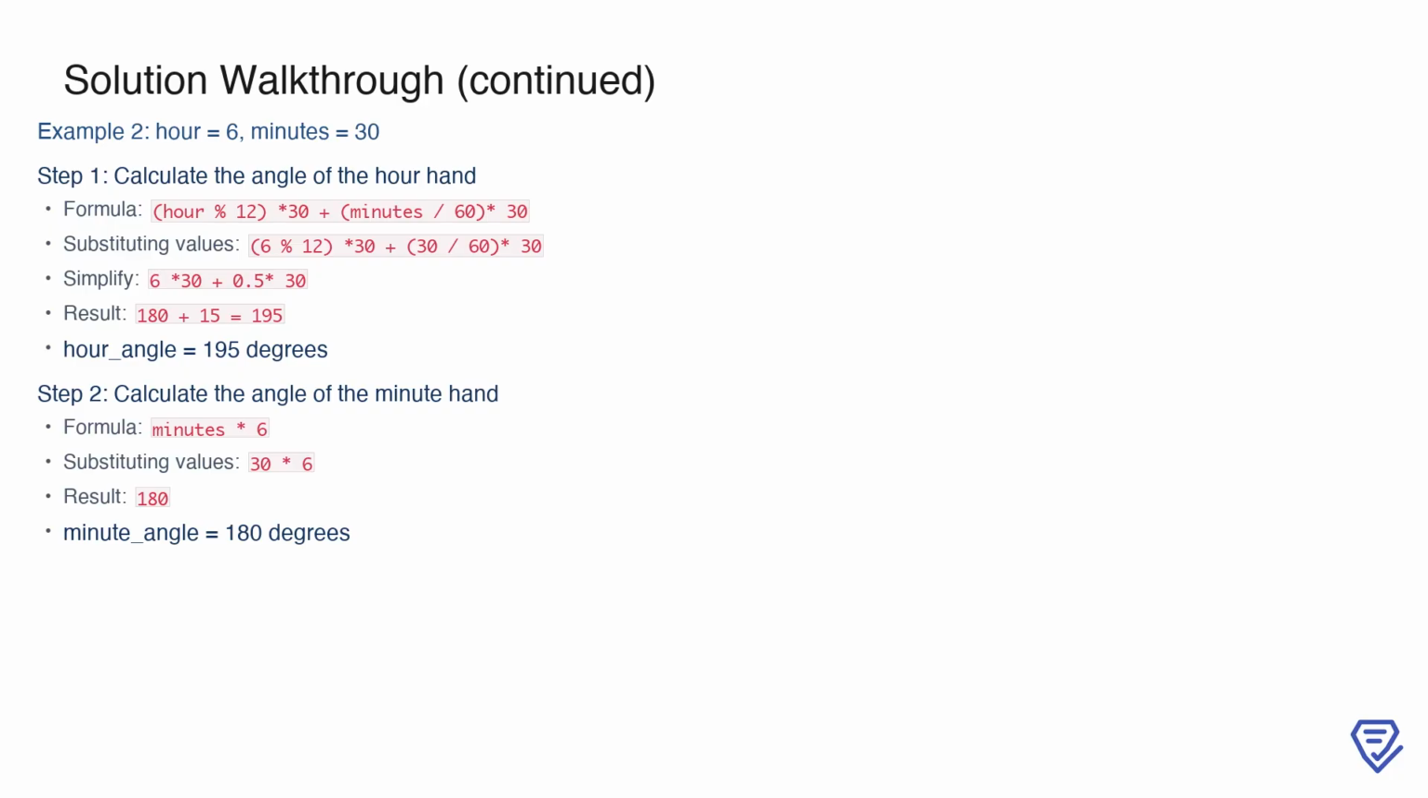Simplifying, 6*30 gives us 180 degrees for the hour's base position, and 0.5*30 adds 15 degrees for the additional offset caused by the minutes. Adding these together, the hour hand's angle is 195 degrees. For the minute hand, we use the formula minutes*6. Substituting 30 for the minutes, we calculate 30*6, which gives us 180 degrees. So, the minute hand is at 180 degrees.